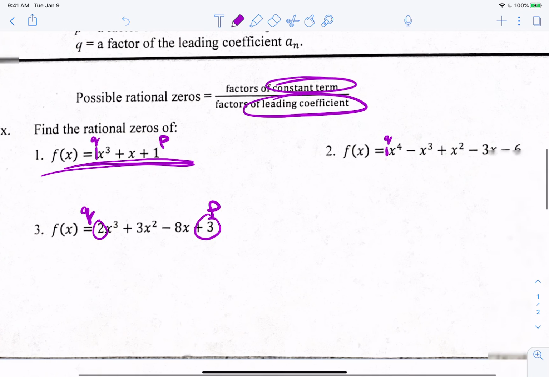All right. Now, what do we do with those guys? We do P over Q. So this guy is 1 over 1. All right. Now, here's the deal. 1 over 1. I list the factors. This guy says factors of 1, factors of 1. What numbers go into 1? What are factors of 1? What numbers go into 1? 1 and?